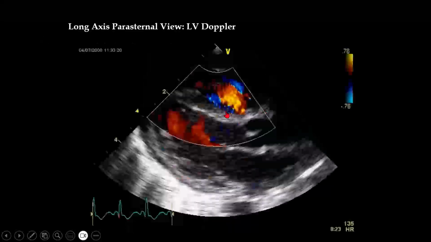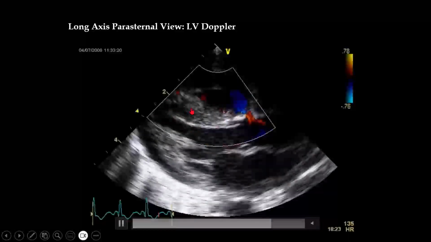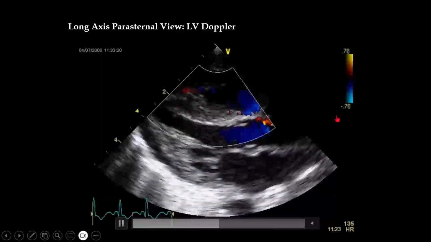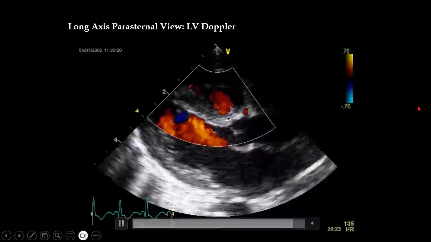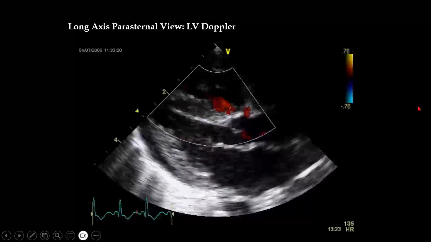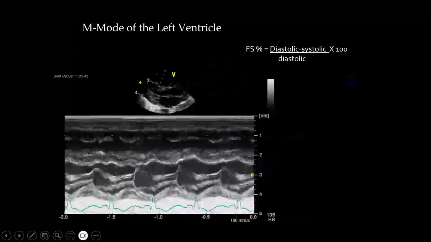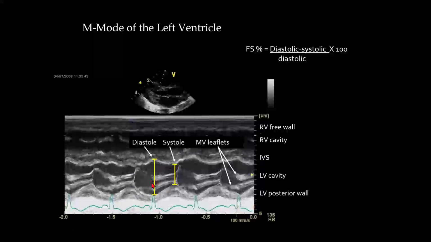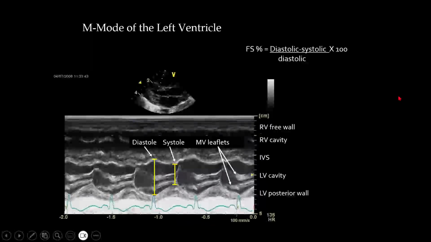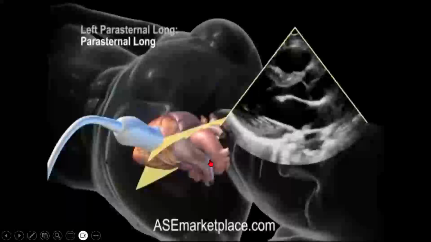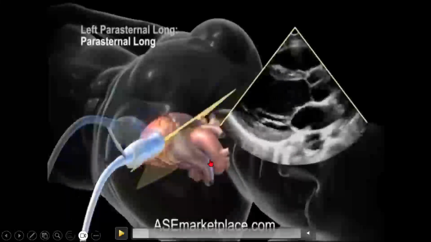And we do the color Dopplers and look for any defect in the interventricular septum. And there we do the M mode to calculate the functions, by measuring the diameter of LV in diastole and systole. We will talk about that later.